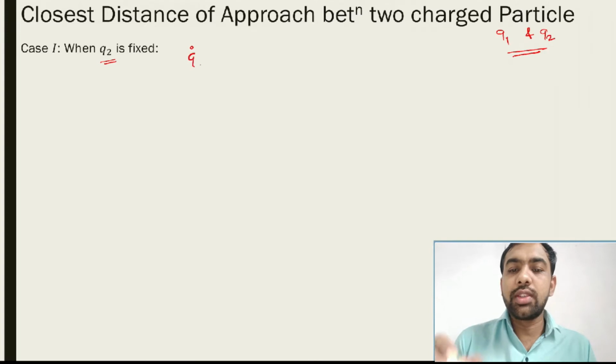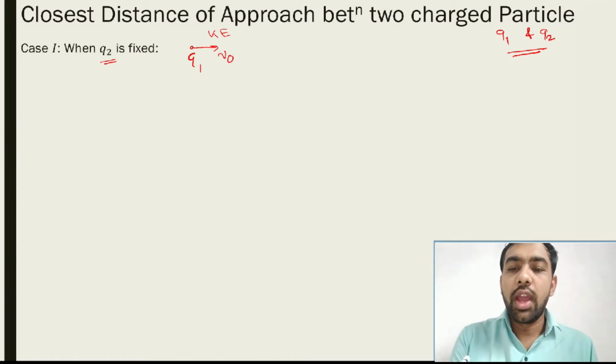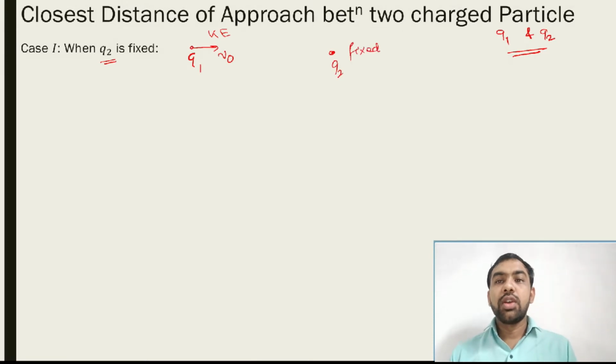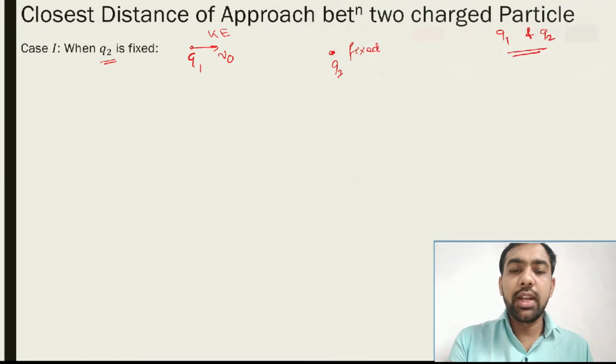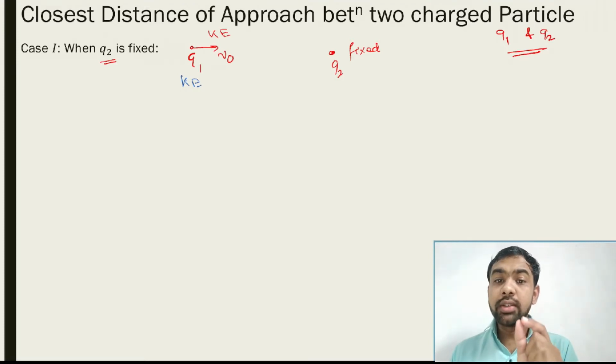Suppose Q1 is moving with some kinetic energy. Consider its initial speed to be V0. Along this line is Q2, which is fixed. So initially this particle has only kinetic energy. When Q1 moves towards Q2, its speed decreases because of the repulsive force.